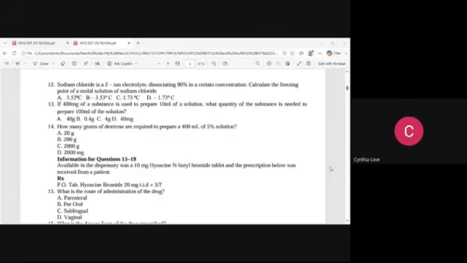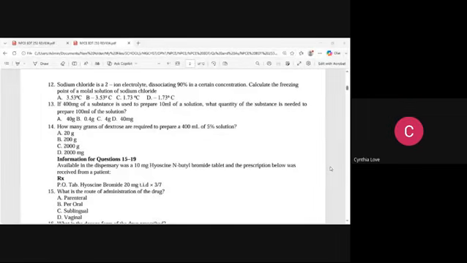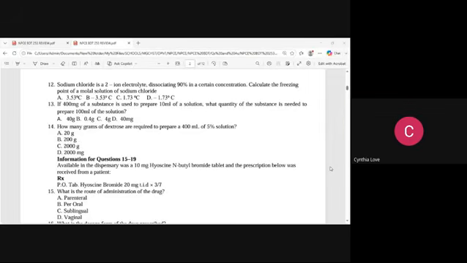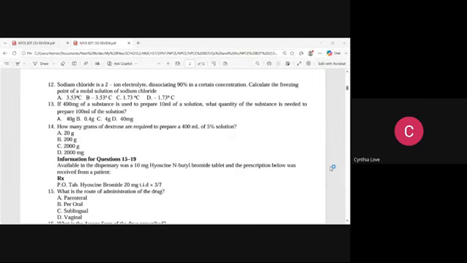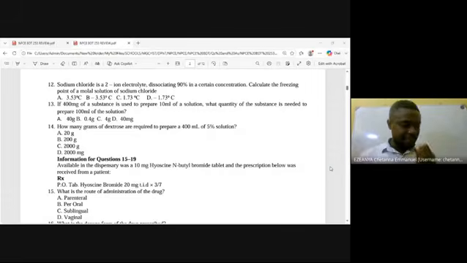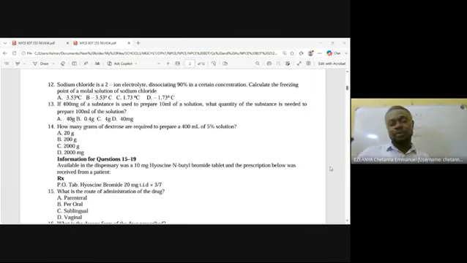Elevation of boiling point. Good. Next one. Depression of freezing point. Good. Next one. Osmotic pressure. Good. Next one. Sir, it's only 4. Okay, 4. Good. Now, did you hear freezing point depression there? Whenever you hear depression or lowering of the freezing point.